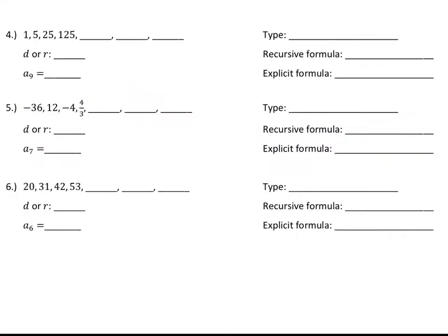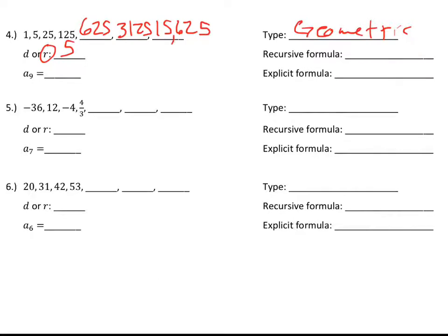So that's that one. Switching over to number 4, we have this lovely pattern here of timesing by 5 every time, which means we're going to have a geometric sequence. And our common ratio is that number we multiply by, which is 5. The next one's going to be 625, and then 3125, and then 15,625. So those are our numbers there.